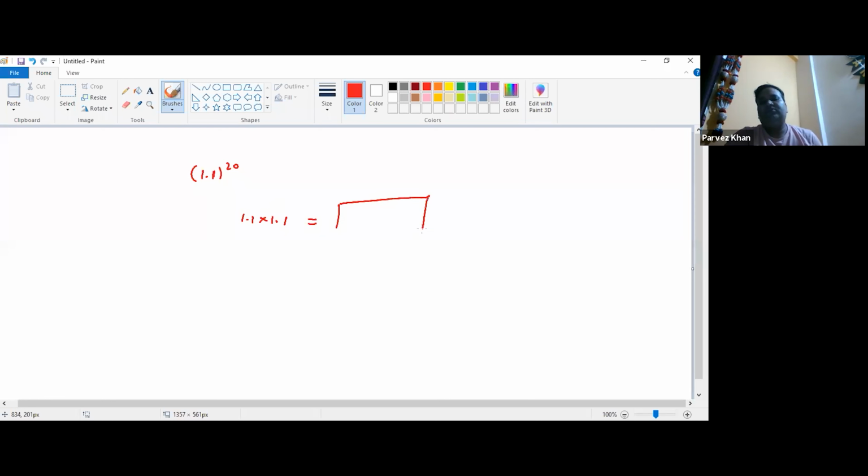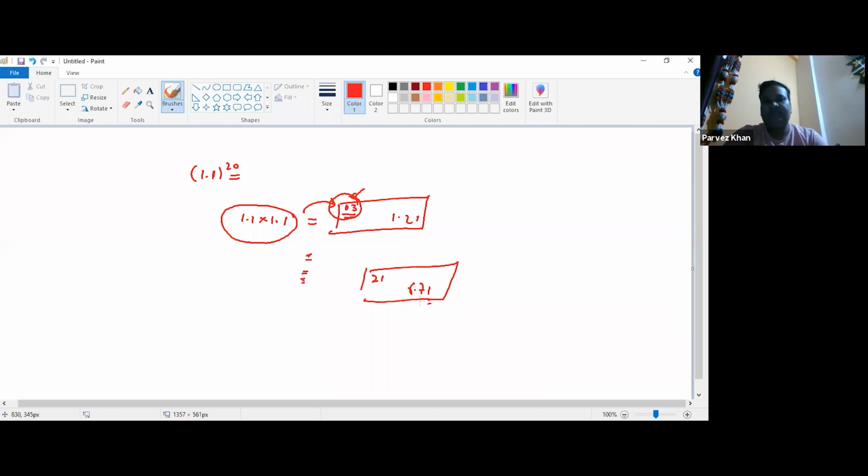When you press the equal to button in your calculator, maybe you will get 1.21 or something like that, right? And here you can see power as 3. You have multiplied 2 times, but you are getting power as 3. It means that it shows 1 extra. So if you want power 20, it should show 21, right? So just keep on pressing the equal to button. When you see power as 21, that will be your answer: 6.71 or something like that.